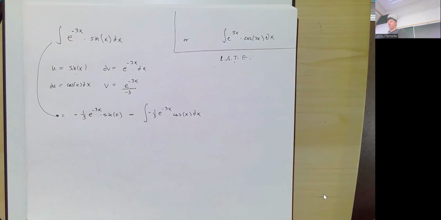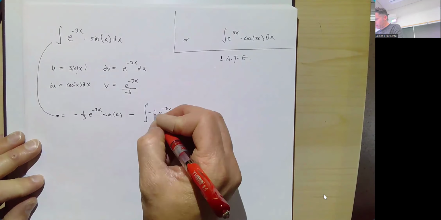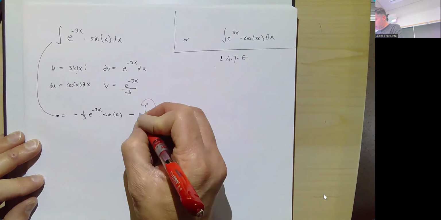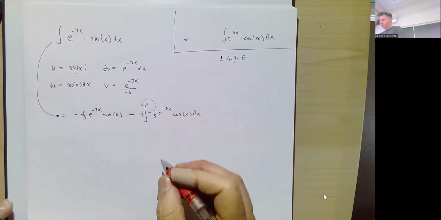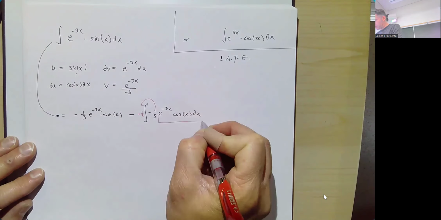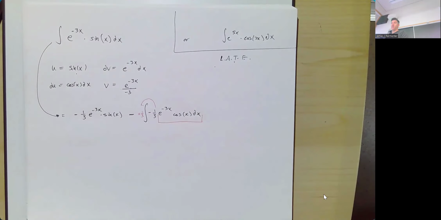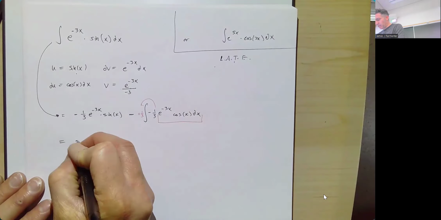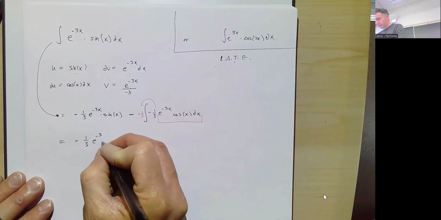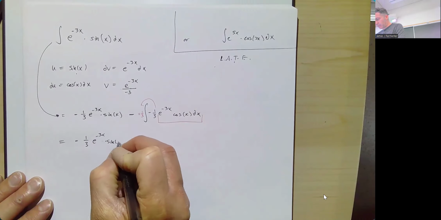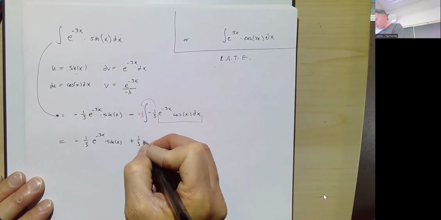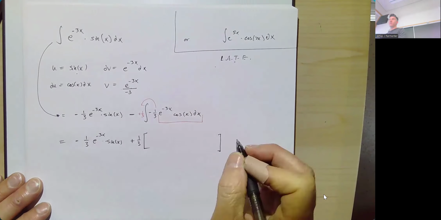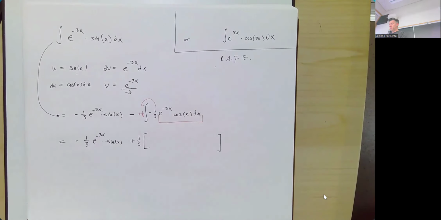I'm not going to rewrite it, but let's move this out in front and call it a plus 1/3 times the integral of just this. I don't need to include the negative 1/3 in my uv situation. So when I rewrite this, I know I haven't done my u dv yet, just hold on for a second. I'm going to get negative 1/3 e to the negative 3x times sine of x plus 1/3 times whatever my uv minus the integral of v du is going to be.